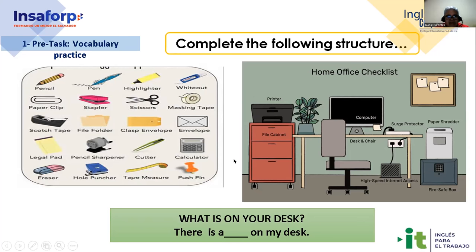There is a calendar on my desk. Okay, a calendar. Say just phone. Telephone. There is a telephone on my desk. There is a paper clip, a staple, and scissors. There is a pencil and scotch tape. Okay, so you have a lot of tools.